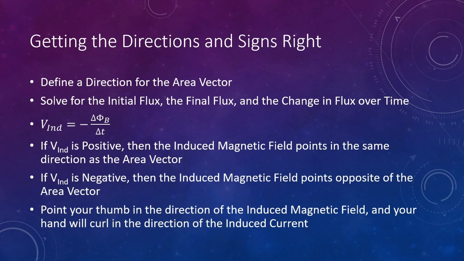Last step, when you want to get the direction of the current, point your thumb in the direction of the induced magnetic field, and your hand will curl in the direction of the induced current.